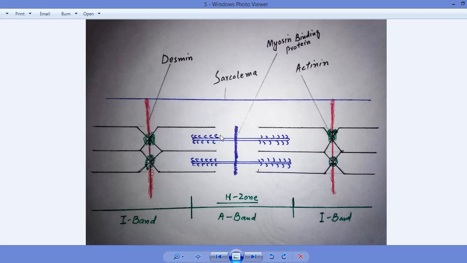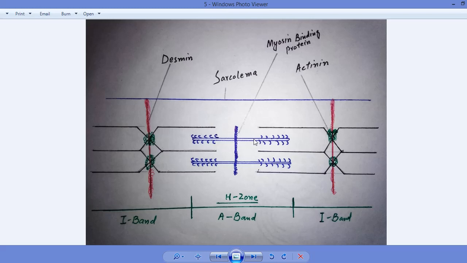So this is the myosin filament, and the myosin filament is attached at the base with the help of a special type of protein that is called myosin binding protein. Myosin binding protein is responsible for the anchoring of myosin filament, and the desmin and actinin are responsible for the anchoring of actin.